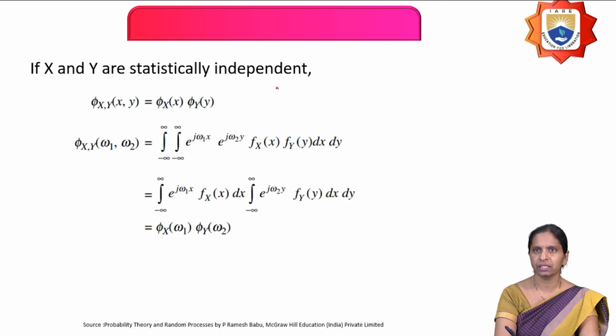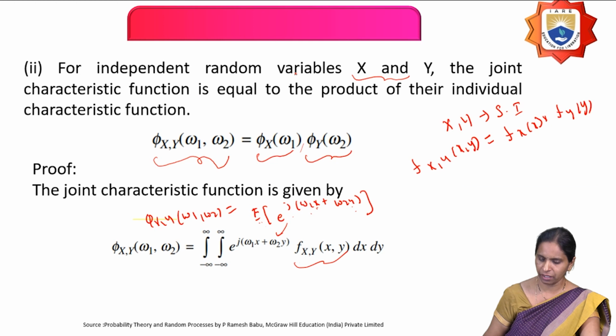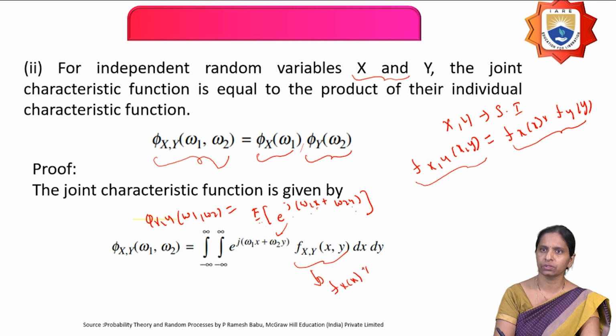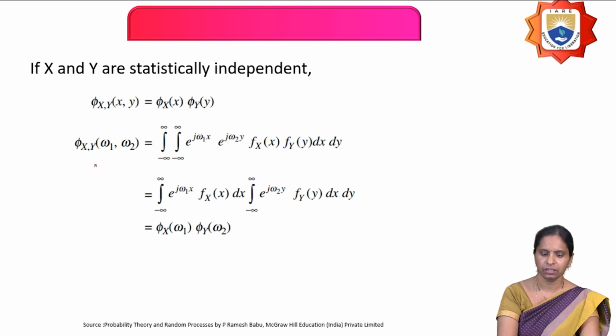Now, if they are independent, what is the condition I said? The joint density function is equal to what? The product of their marginal density functions. Therefore, you can replace this fxy of x comma y by fx of x into fy of y. Now, write down the equation. Then phi xy of omega 1 comma omega 2 equals what?